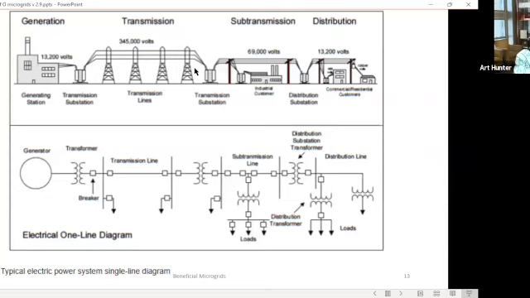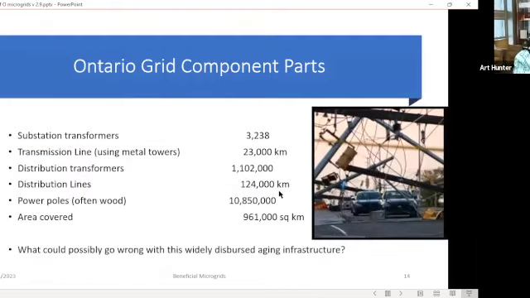En route, they're going through a number of transformers where the voltage is dropped, and typically these are wooden poles. And for those who are interested in single line electrical drawings, that's a fairly reasonable rendition. Now, what's happening here, looking at Ontario: substation transformers, 3,000, but distribution transformers, over 1 million of those. Power poles, wooden poles, almost 11 million.